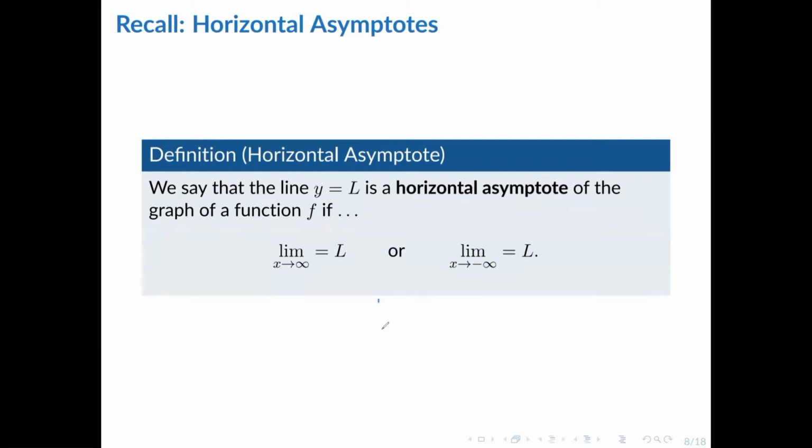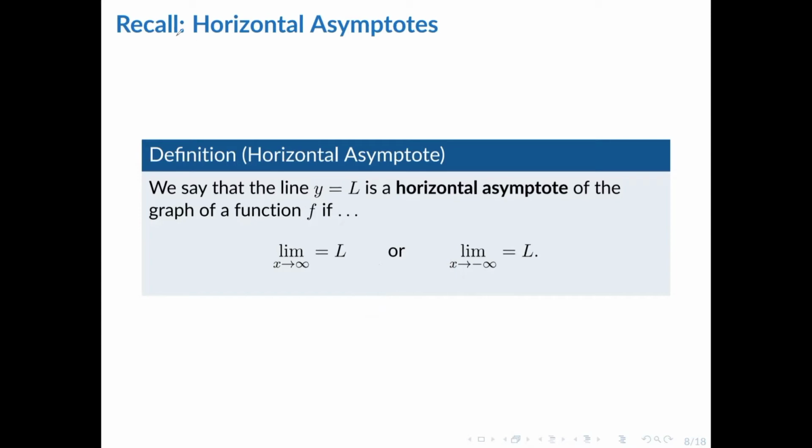So you can visualize that using this graph. For example, this is x and this is y, and there's a value L here. So this y value is L. As x approaches positive infinity, the value of f approaches L. So you can consider this as a horizontal asymptote.